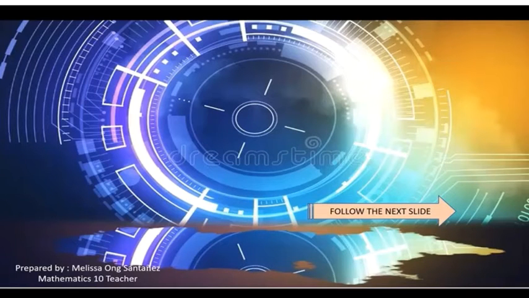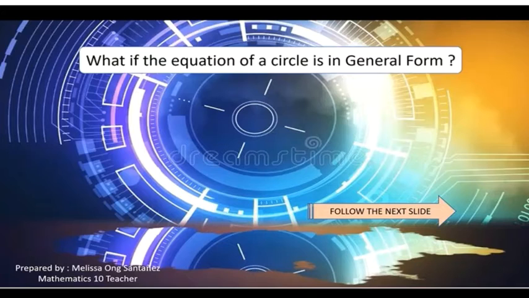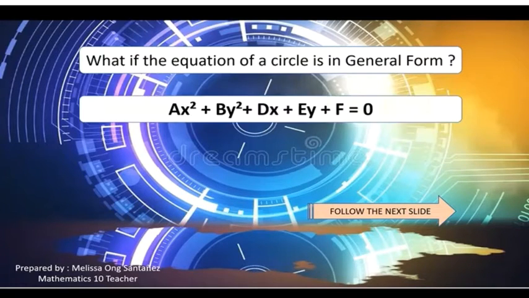Now, I do have here the next question. This is a little bit tricky, because it has a long process, so please bear with me and watch the slide carefully, okay? What if the equation of a circle is in general form? So you might be asking, what is the general form of the equation of the circle, ma'am? So it looks like this: ax squared plus by squared plus dx plus ey plus f is equal to 0.